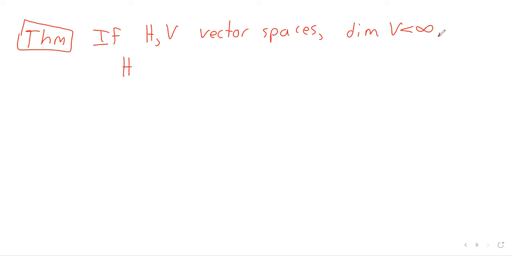Now let's say H is contained in V. Then H is also finite dimensional, and we can do better than that. As a matter of fact, the dimension of H is less than or equal to the dimension of V. Furthermore, and this kind of seems like it should be a separate theorem, it's sort of its own statement.